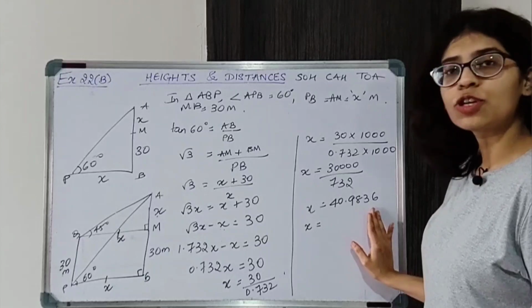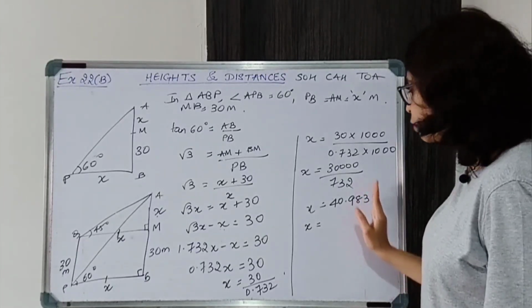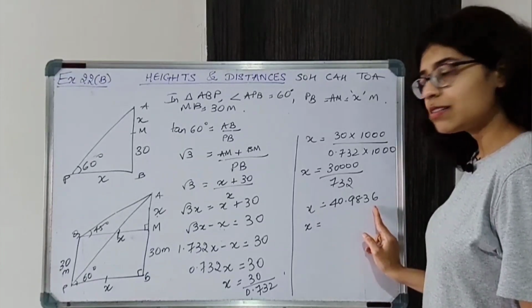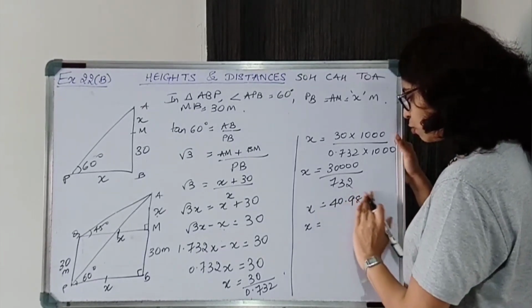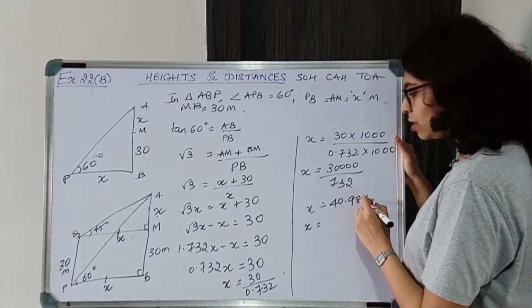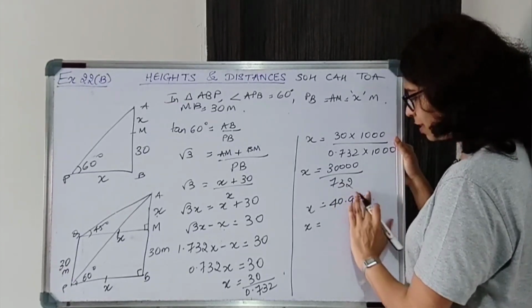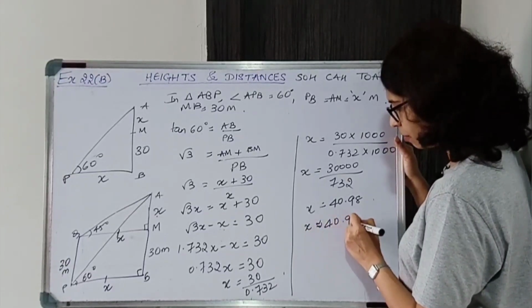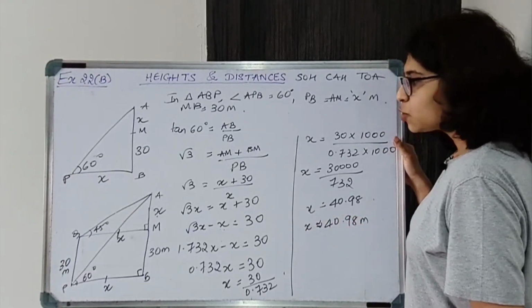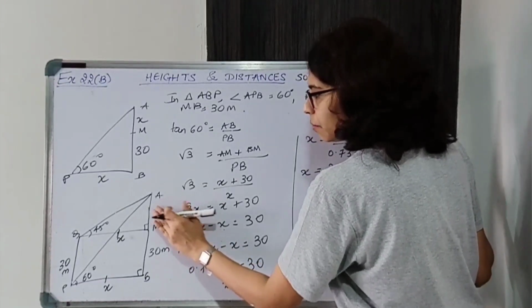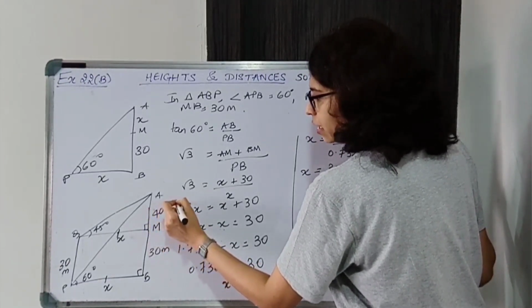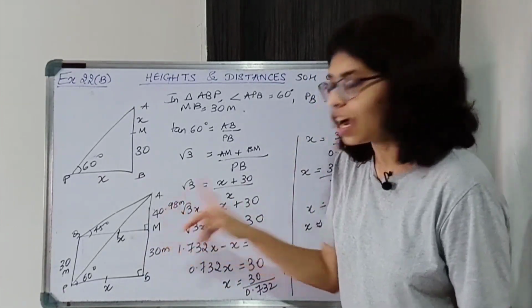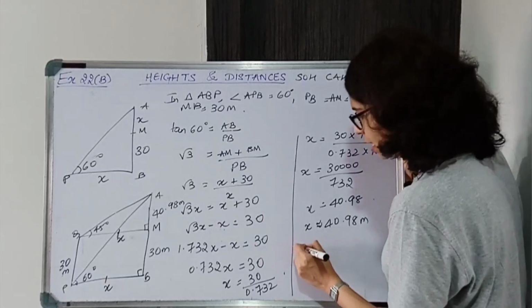All right. Now we'll round this off. We don't need up to 4 decimal places, so we are going to round it off to 2 decimal places. The fourth digit is 6, so we'll add 1 over here, so it becomes 4. Now this is less than 5, so we don't need to add, so it becomes 98. So it is approximately equal to 40.98 meters. Okay, so we found the value of AM is 40.98 meters.